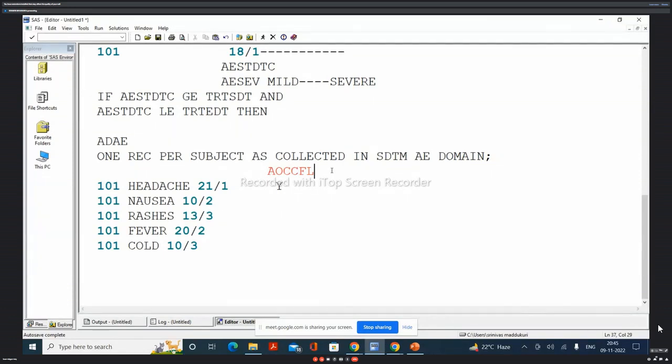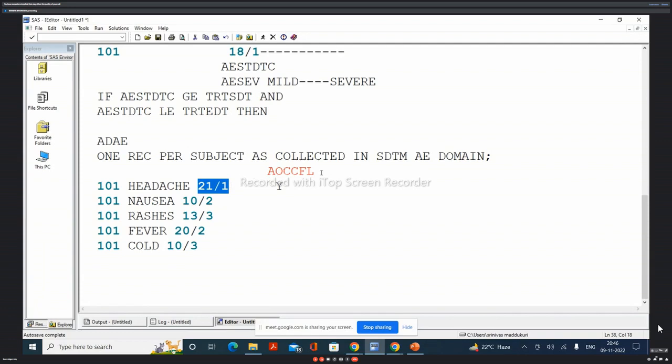No, I'm sorting based on the start date. While I'm sorting, I will sort within the subject by start date. So that means when I'm sorting by subject ID by ASTDTC. Yes, sir. I missed that ASTDTC.